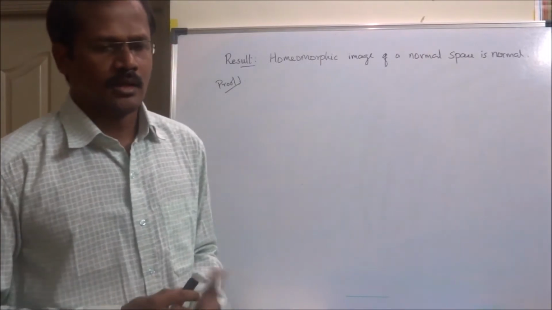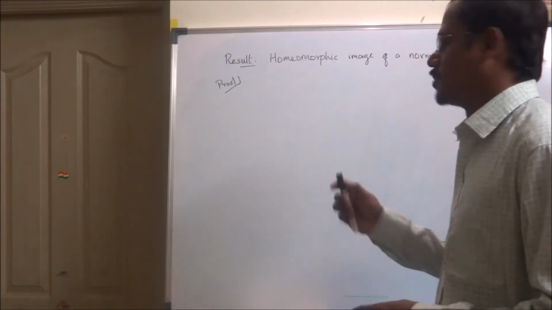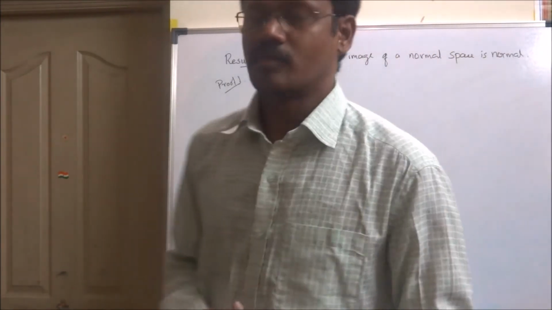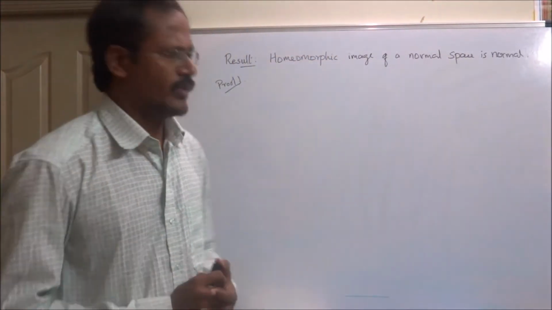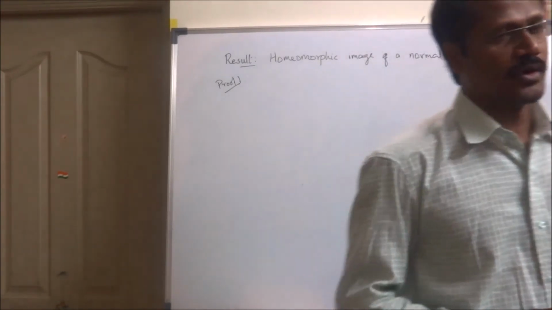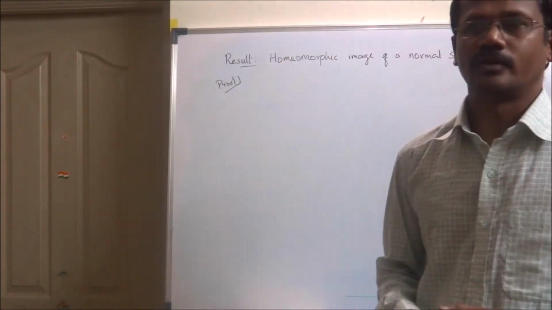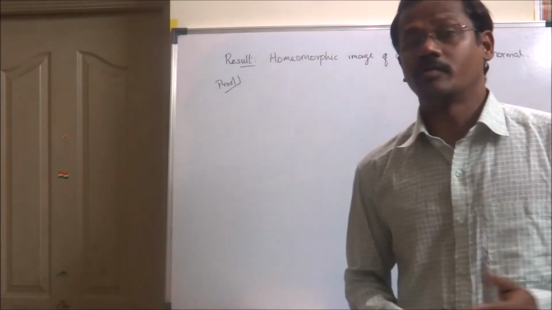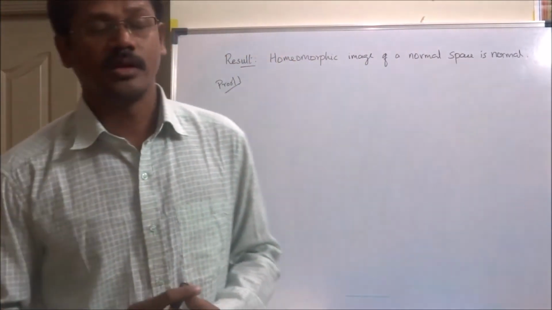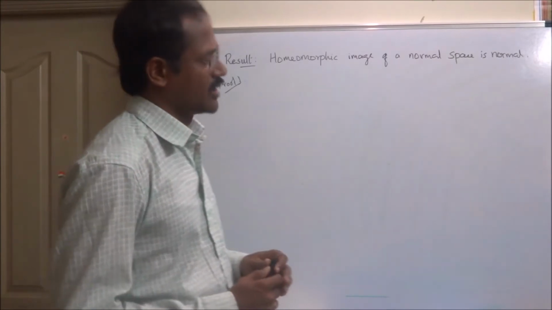Good morning, students. Today, in this small discussion, we shall prove that the homeomorphic image of a normal space is normal. We need this small result to get a counterexample for the fact that a subspace of a normal space need not be normal, as well as the product of normal spaces need not be normal in general.